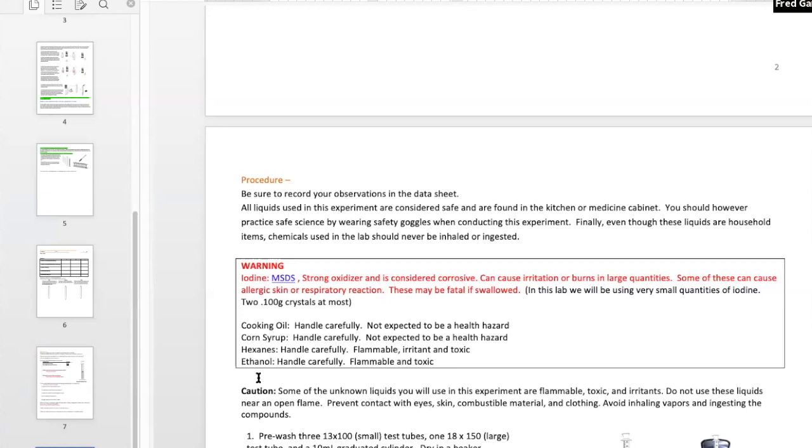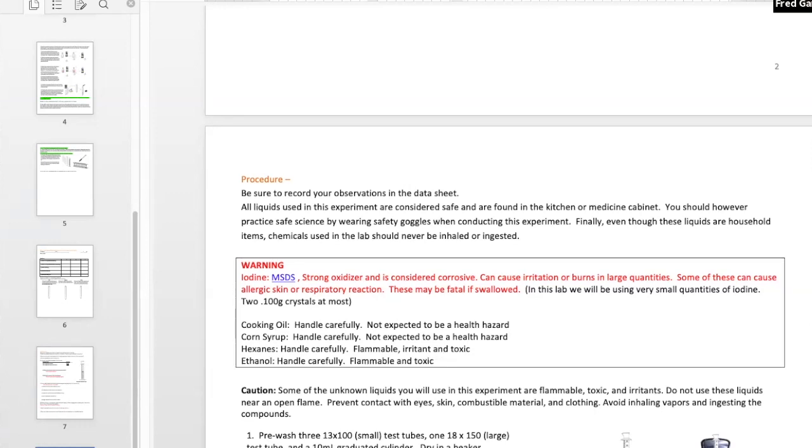Hexane is flammable and an irritant. You don't want to drink it. Ethanol is also toxic in huge quantity, okay? But don't try and taste any of the liquids that you have. Your unknowns are going to be those.